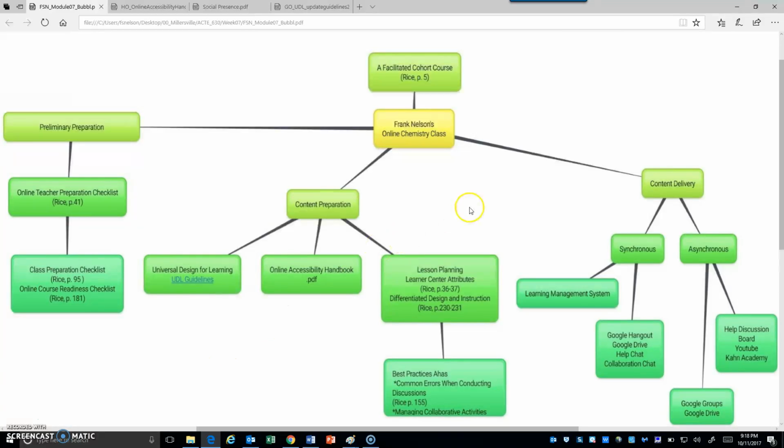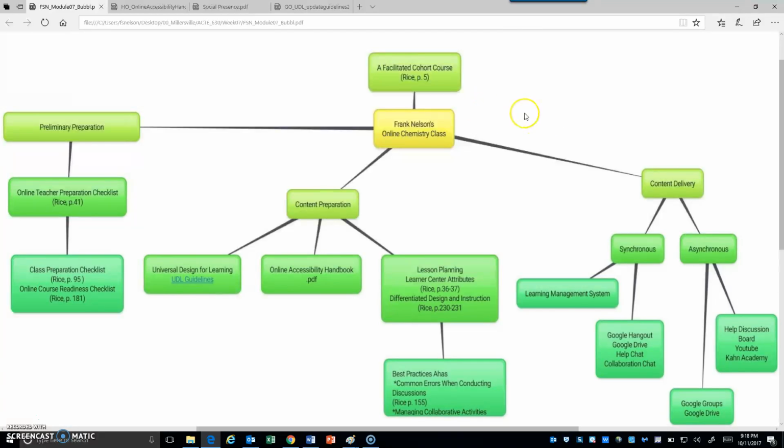In my flowchart here, I've described the online class that I teach. From the Rice text in a table on page 5, I realized that I'd be looking to teach a facilitated cohort class where students start and end together. My degree is in chemistry, so I'd need to teach a chemistry class. I was thinking of maybe a unit on chemical reactions, the types of reactions and balancing equations, things like that.